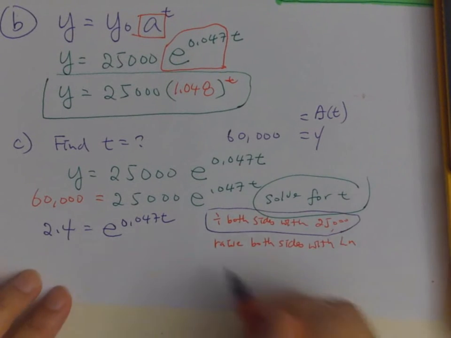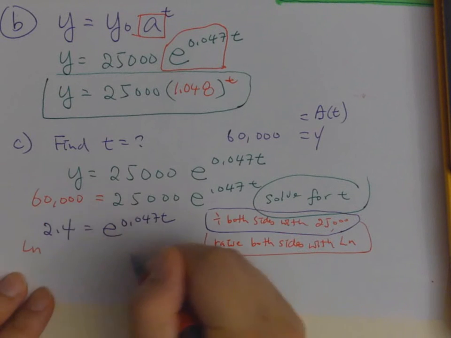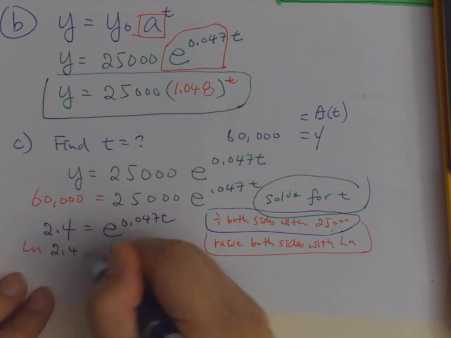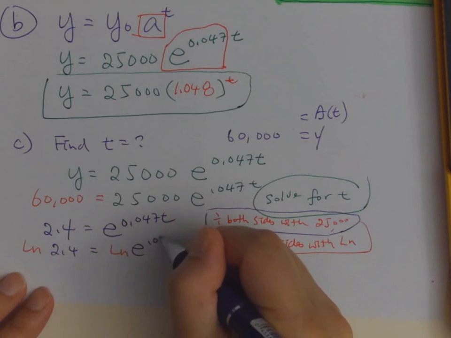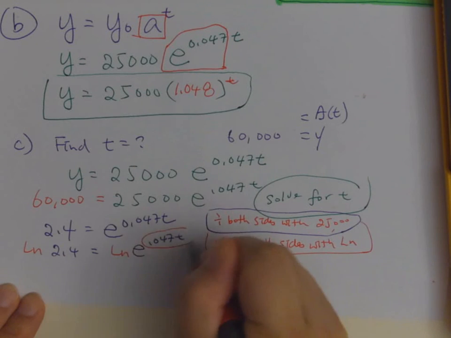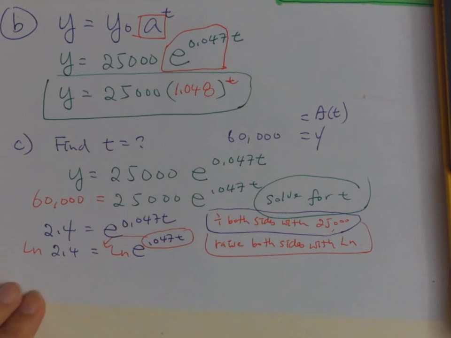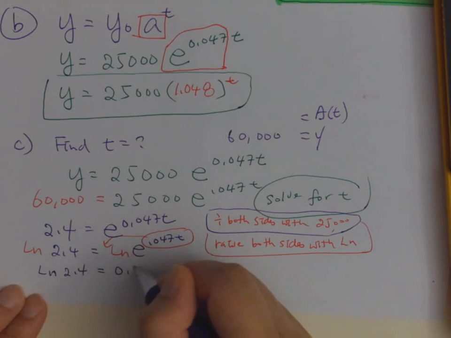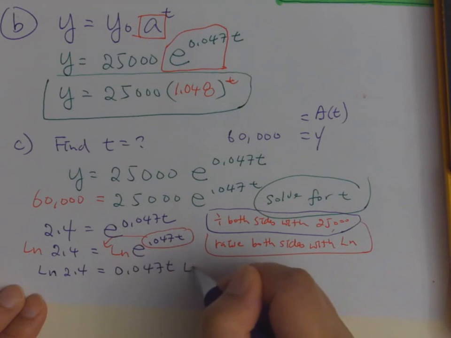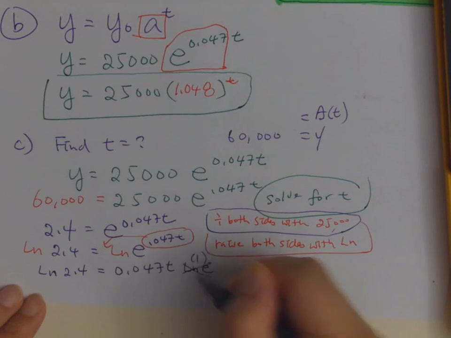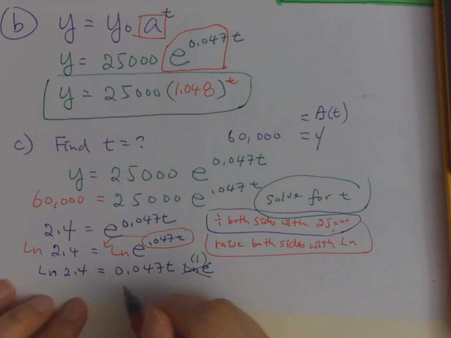So because I need to bring down my unknown exponent, I need to raise both sides with ln, because this comes with e, right? So ln on the left, ln on the right. So once you have ln, you can bring down the exponents, right? So go down here, ln of 2.4 equal to 0.047t ln e. Again, ln e will turn into just 1. So all you need to do now is divide both sides with 0.047, right?